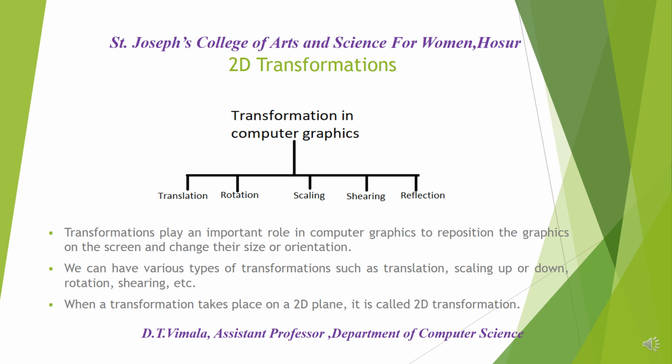Transformation plays an important role in computer graphics to reposition the graphics on the screen and change their size or orientation. That means change the size or orientation. We have various types of transformation such as translation, scaling up or down, rotation, shearing, reflection, etc. When a transformation is applied on a 2D plane, it is called 2D transformation.